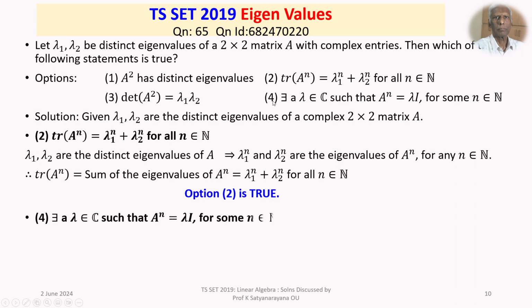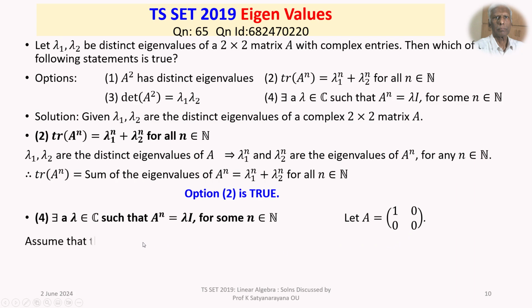Let us take the fourth option. There exists a lambda belongs to C such that A power n is equal to lambda I for some natural number n. For this, I will give a counter example. Let capital A be 1 0 0 0. Yeah, it's a complex matrix. Every real number is a complex number. This one is also a matrix over the complex field. Right.